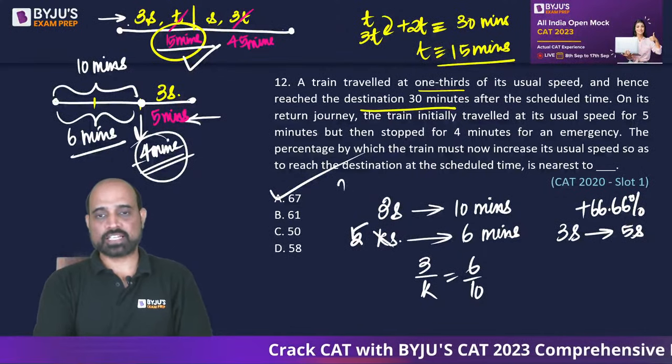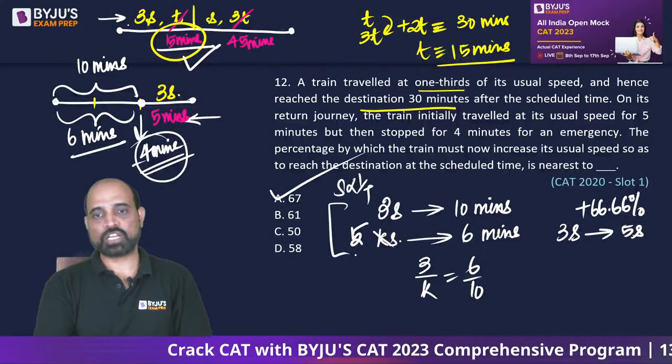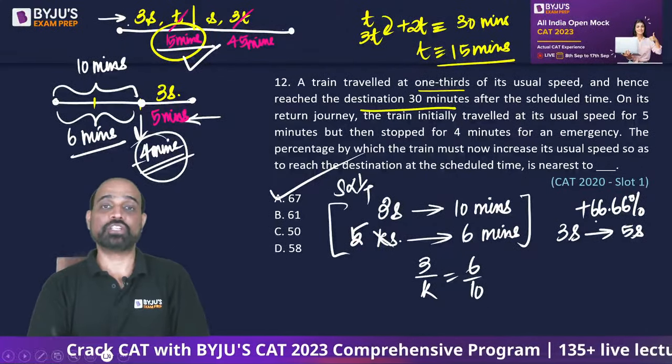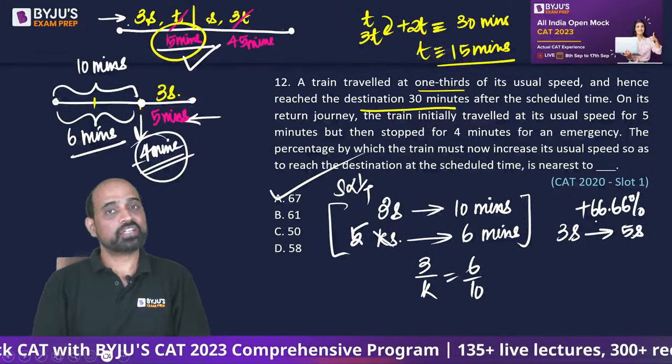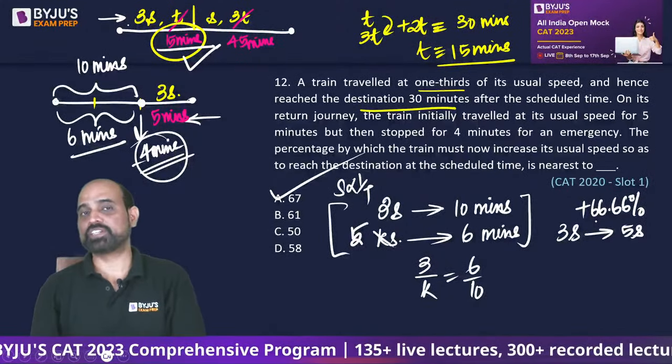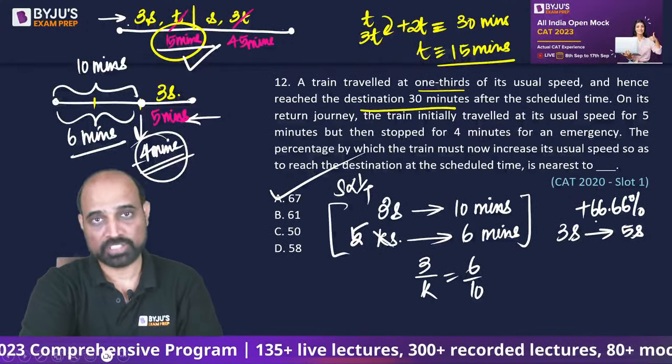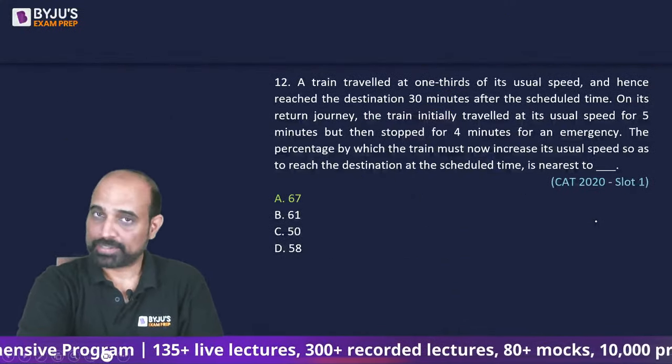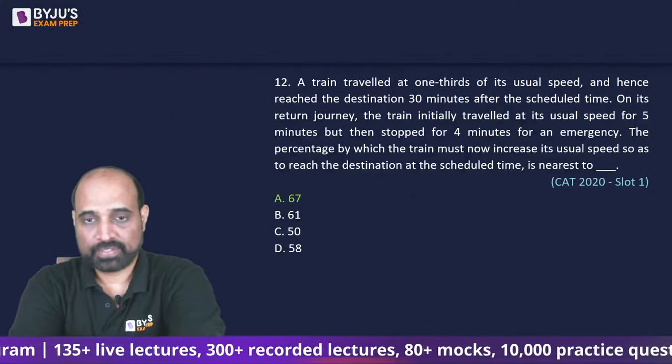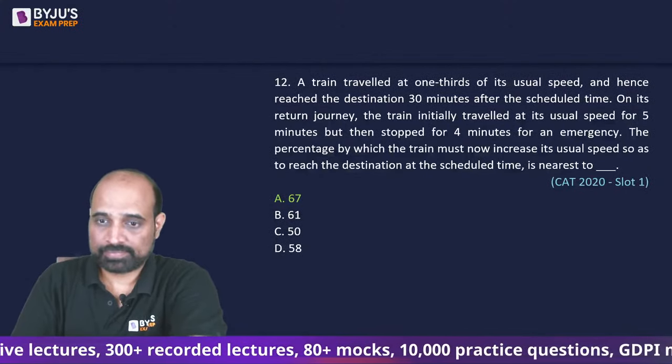So since speed and time are inversely proportional, आप इसका use करके you will get the new speed, which will be 5. 3 has to become 5. It means it needs to increase its speed by 66.66%. Option A. Right?